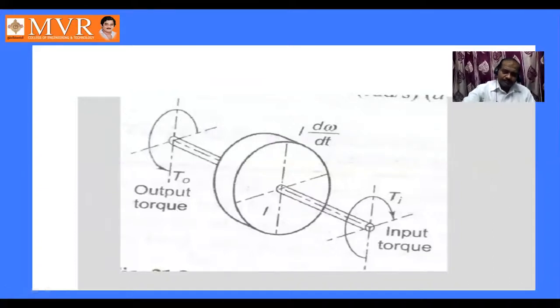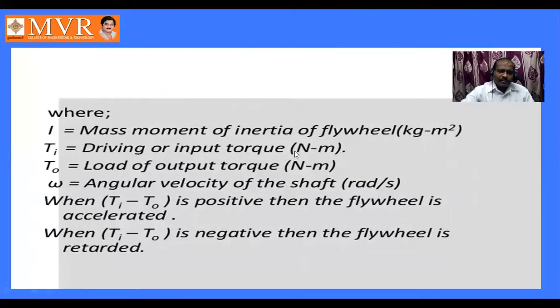If you observe the notations: I is the mass moment of inertia of the flywheel in kg per meter square. Ti is the driving or input torque. T0 is the load or output torque. ω is the angular velocity of the shaft. When Ti minus T0 is positive, the flywheel is accelerated. When Ti minus T0 is negative, the flywheel is retarded.